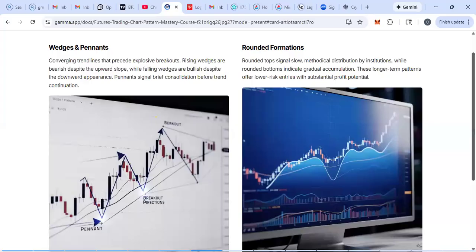So where do you put your alerts? Like at the low point and the high point? Low points, high points. Absolutely. I'll give you an example.